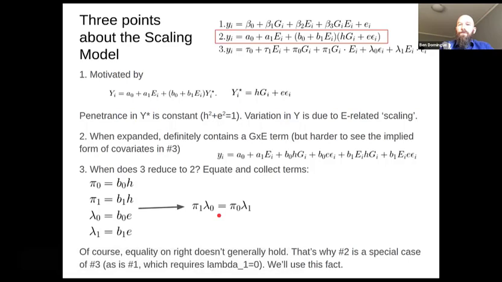And so model 2 is a special case of model 3, as is model 1, and what we're going to be interested in primarily is asking, when can we basically use model 2 as a reduced form of model 3?